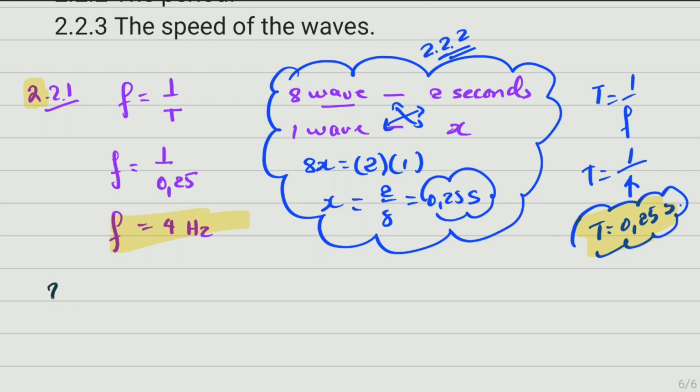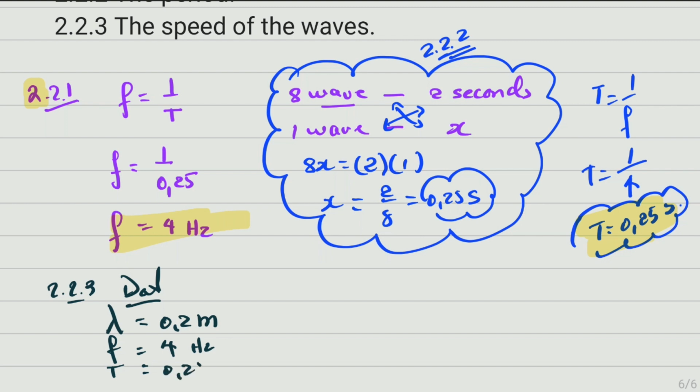So question 2.2.3. Let's see what we have. The wavelength is equal to 0.2 meters, given to us. The frequency is equal to 4 Hz, and the period is equal to 0.25 seconds. So we have everything. What formula is the best that can help us in this question? Speed is equal to frequency multiplied by wavelength. That is the best one I found.